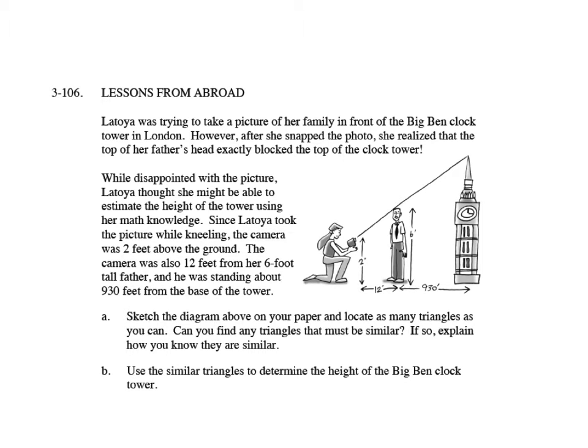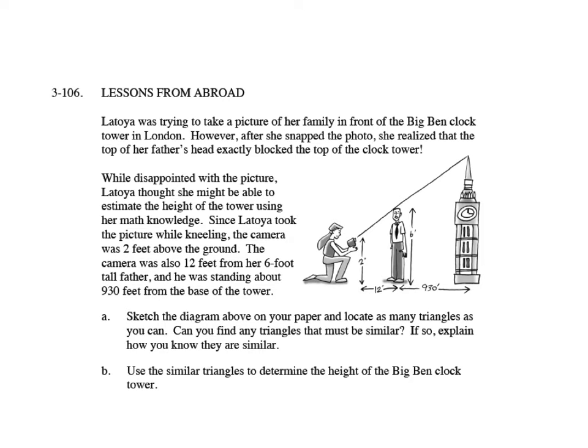It says Latoya was trying to take a picture of her family in front of the Big Ben clock tower in London. However, after she snapped the photo, she realized that the top of her father's head exactly blocked the top of the clock tower. While disappointed with the picture, Latoya thought she'd be able to estimate the height of the clock tower using her math knowledge. So let's disregard all the absurd things in this problem, and just use some triangles to help us determine the measurements.